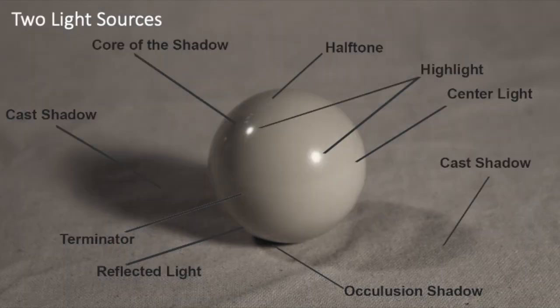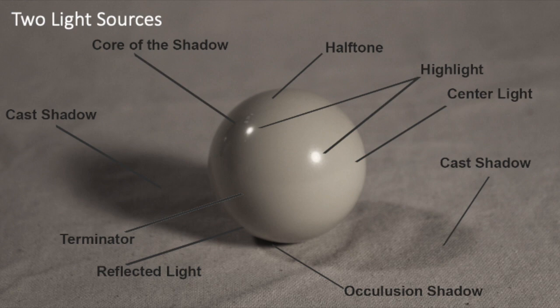In this image, we have two light sources. So relative to the light source or sources, your object will still have the same anatomy. However, the size, number, and shape of these parts will change, but the order will stay the same. Shown in this image, the two light sources create two highlights and two cast shadows.